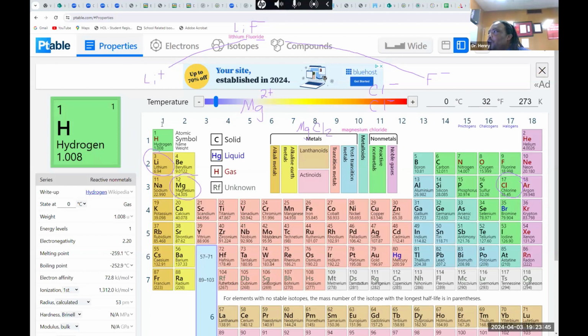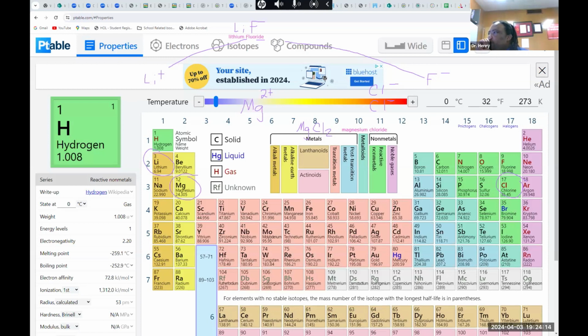Okay, so what we're going to do is I'm going to put up a couple of elements that are going to be bonded together. And I want you to figure out the charges of each of the ions first, and then how many you're going to need to make that compound. So I'm going to show you guys how to do something real quick.